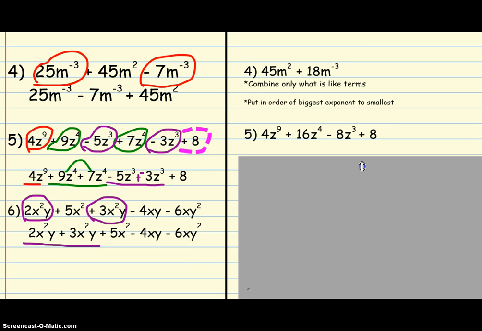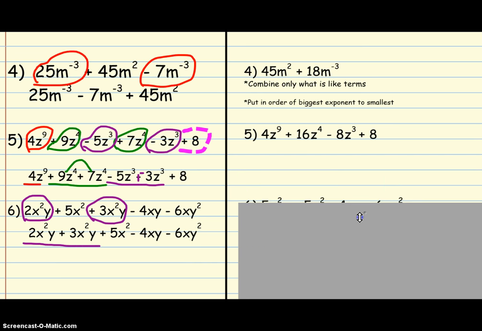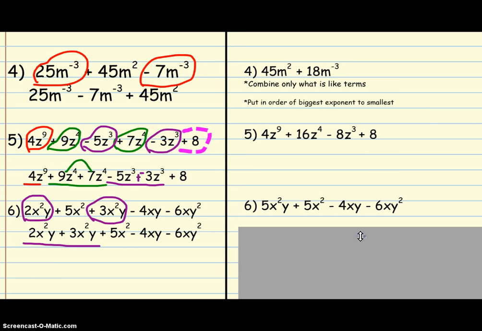So our solution for combining our like terms for number 6, simplifying it, is 5x squared y, and the rest of it just comes along. Plus 5x squared minus 4xy minus 6xy squared.